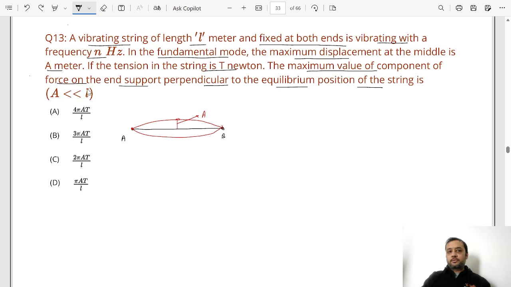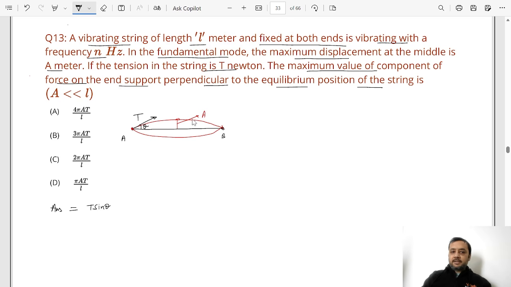Maximum value of the component of force on the end support. So the string is applying the force of T. So this T, we have to find the Y component of it, because we have to find the component perpendicular to the string. So that means if this angle is theta, our answer will be T sine theta. This is our answer. Now how to find the value of sine theta?